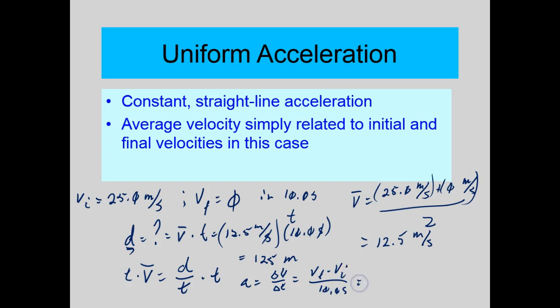seconds. So what was our V final? 0 minus V initial? 25.0 meters per second, all divided by 10.0 seconds. And that would give you what? I'm going to have to write up above here. When you divide by 10, you move your decimal one place to the left.